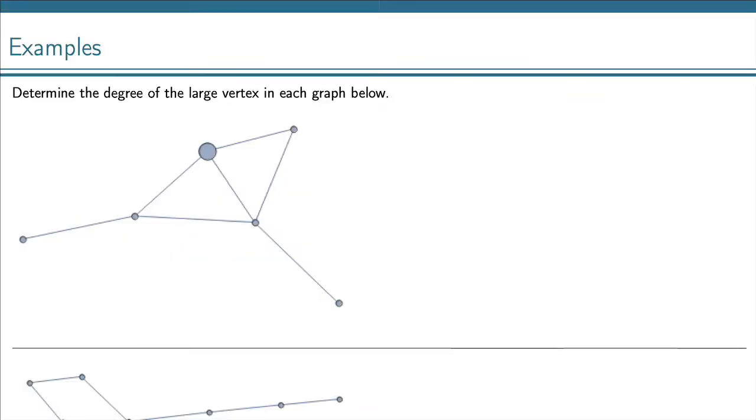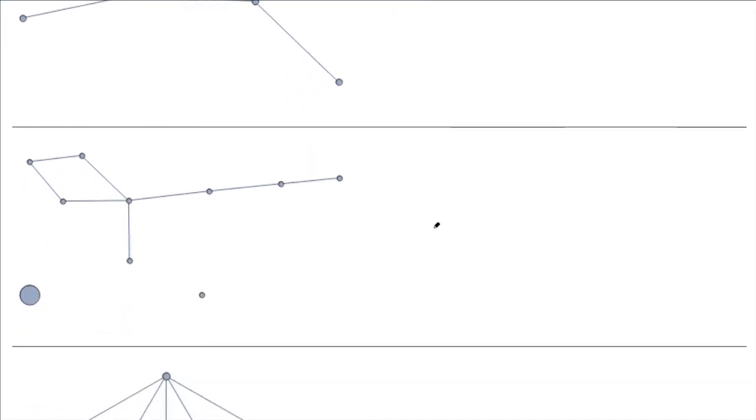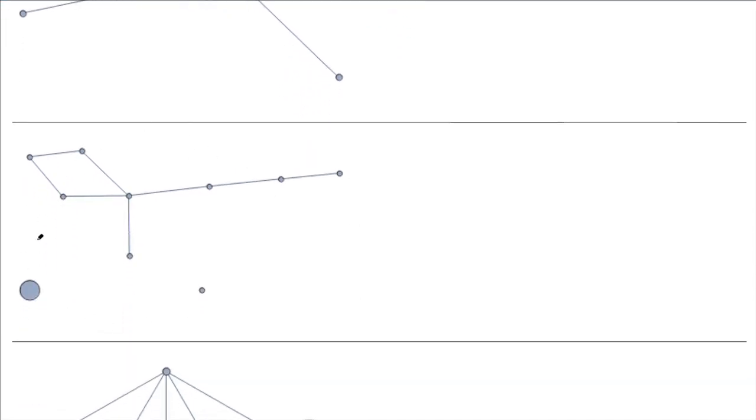Let's do a few more examples. Determine the degree of the large vertex in each graph. So here we have this large vertex, and we see 1, 2, 3 connections, and so that vertex has degree 3. In this graph here, we see this connection over here, but then we've got this random vertex over here, the large vertex, another vertex over here. And the number of edge connections off of this large vertex, well, we don't see any connections. This vertex doesn't connect to anything. So the degree of that vertex is 0.